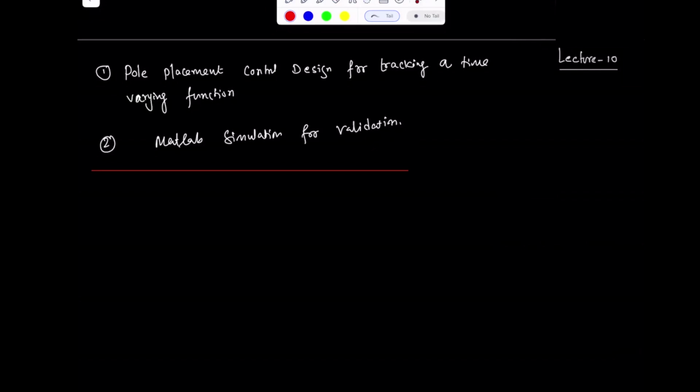Basically the desired dynamics to be tracked. So let's start the lecture. Main control design for tracking a time varying function, and also we have MATLAB simulation for validation of the concept. So let's start the lecture.